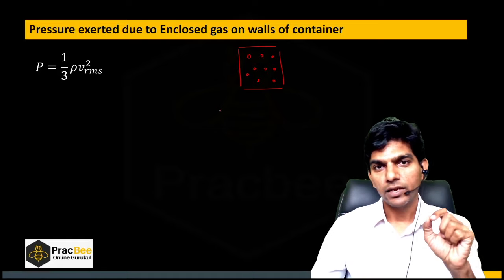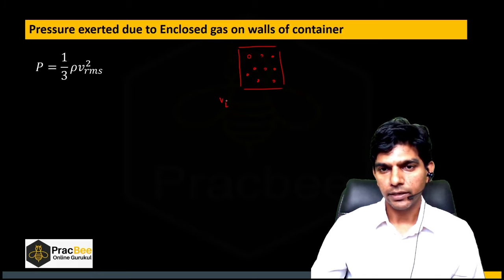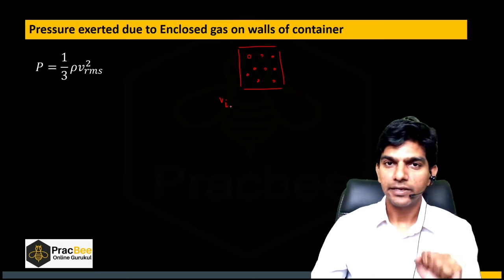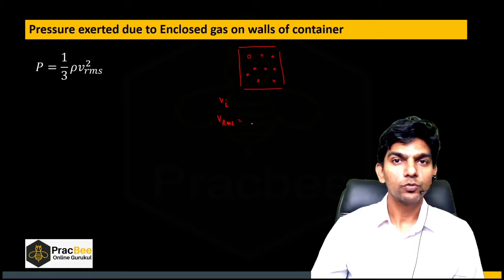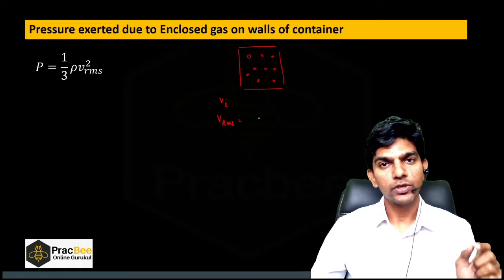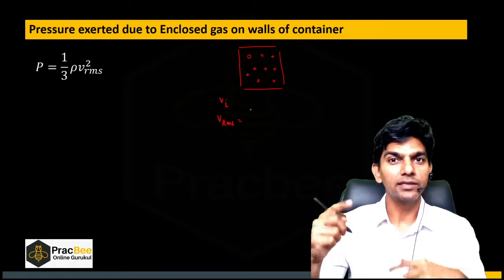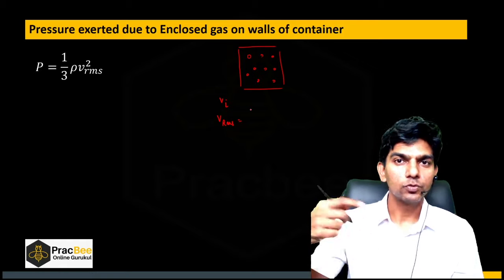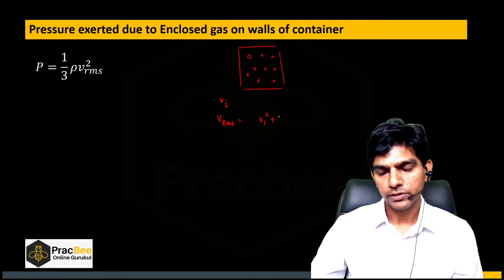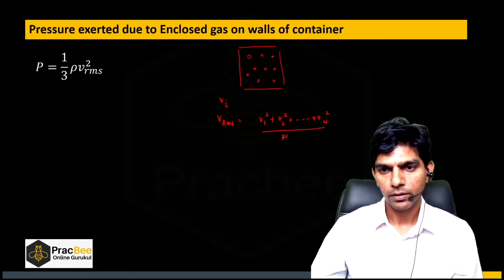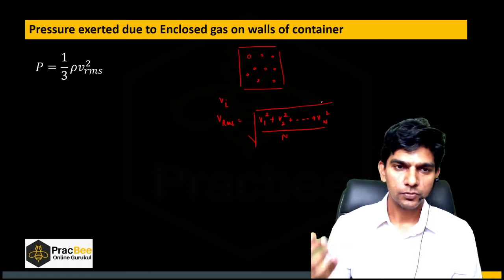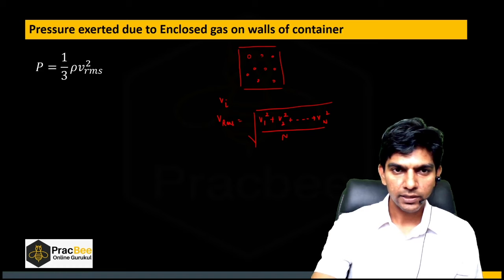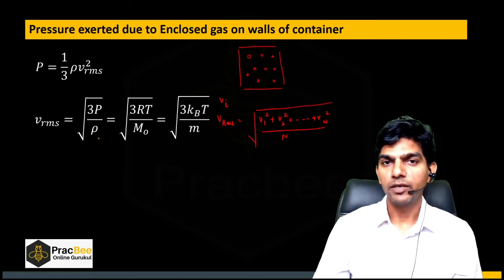Now what is RMS speed? If I have n molecules and Vi is the velocity of the ith molecule, then Vrms is the root mean squared speed. First you have to square the velocities of all the molecules and take the mean of them, and then take the square root. So V1 square plus V2 square up to Vn square, take the mean and then take the square root. This is known as root mean squared speed. And from this formula, Vrms comes out to be root of 3P by rho.